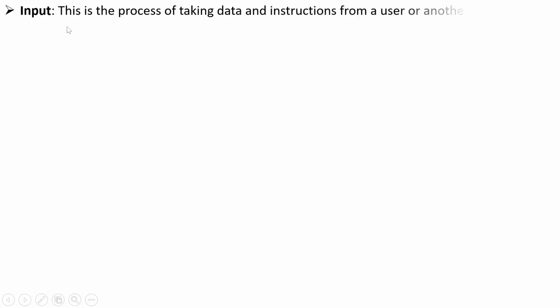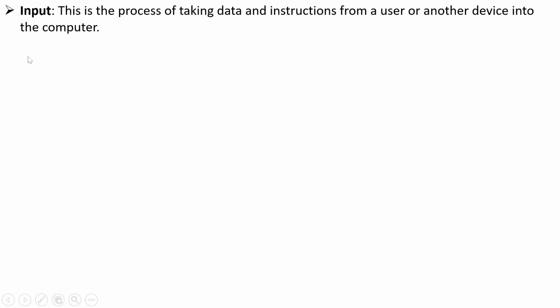Let's look at what input is. Input is the process of taking data and instruction from a user or another device into the computer. So input is just the process of getting data, either from a paper or from anywhere else, and putting it into the computer. That information which is put in the computer can be said to be input, or that process of putting information in the computer can be said to be input.